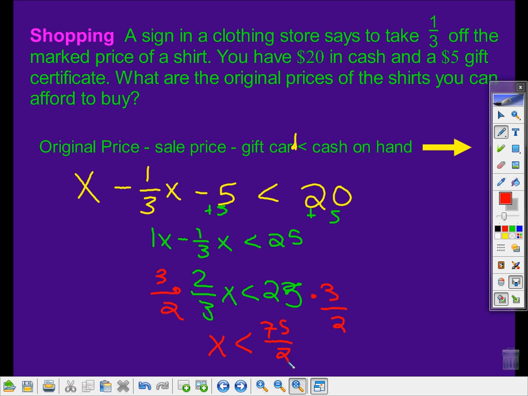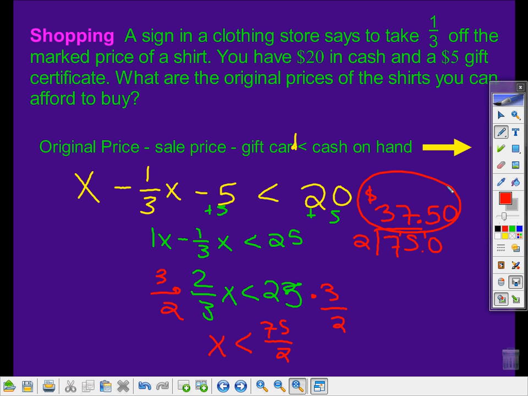Is money in fractions like that? No, so we have to do it out. 75 divided by 2. 2 goes into 7 3 times with 1 left over. 2 goes into 15 7 times with how many left over? 1. So it must be 37.5 or 37.50.